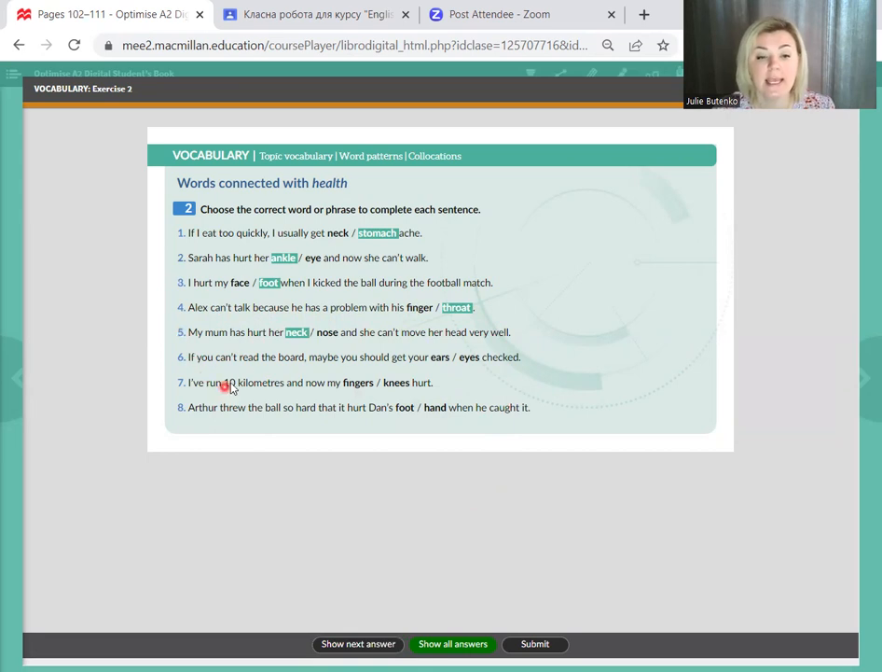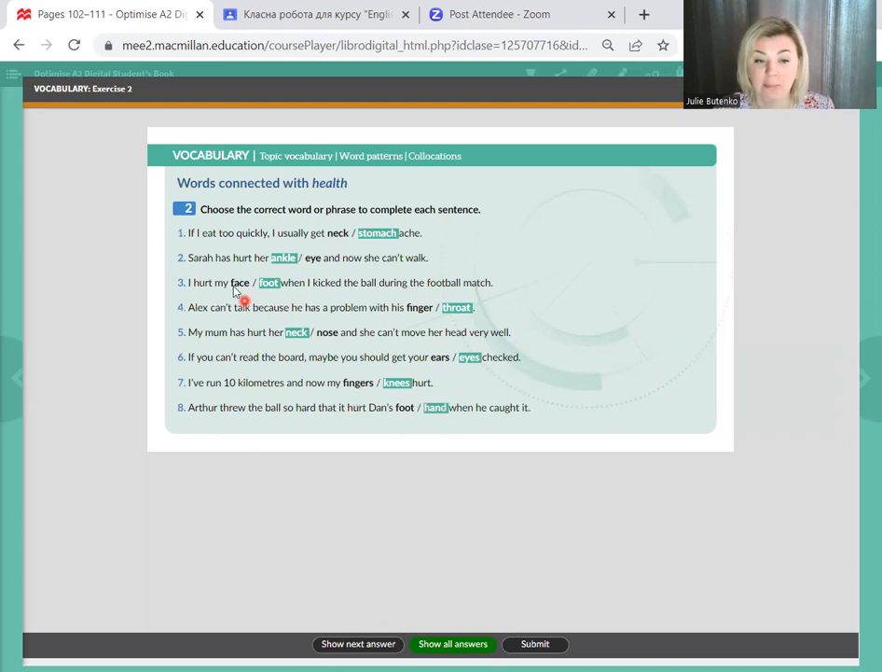Neck. If you can't read the board, maybe you should get your eye, ears, or eyes checked. Eyes checked. I've run 10 kilometers and now my fingers or knees hurt. Knees. Arthur threw the ball so hard that it hurts Dan's foot or hand when he caught it.